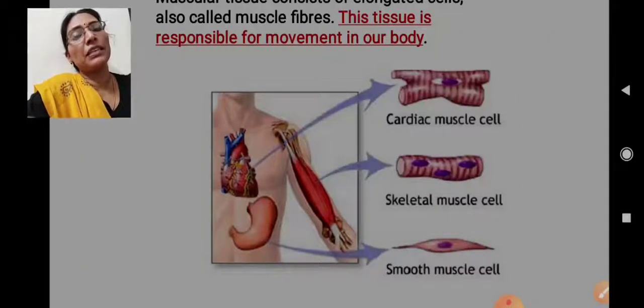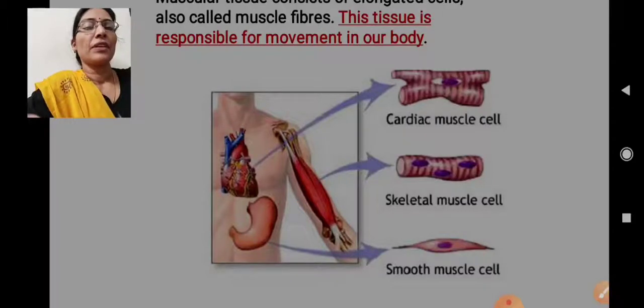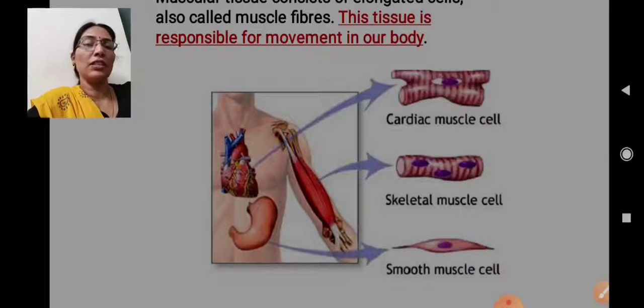They are present in the internal organs, like the digestive system. In the alimentary canal, the food moves forward by peristaltic movement, and smooth muscles help in this movement. In the food pipe there are smooth muscles, and in the stomach there are smooth muscles. So this is the location. Now the location of all three you know very well.